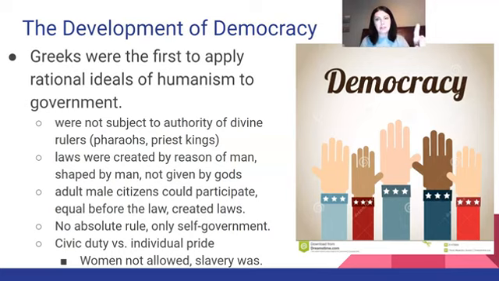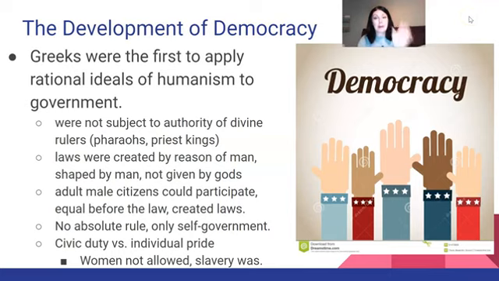Now, they weren't completely rational, because they said that women could not participate in this and could not be educated. So therefore, they weren't there yet, but neither was the United States, because we didn't let women vote until 1919, just saying. But here we've got this idea that adult males who were property owners in Athens could be part of making these decisions about what was good for the city-state, because they were there and they were intellectual beings, which was huge. No absolute rule, only government by themselves.